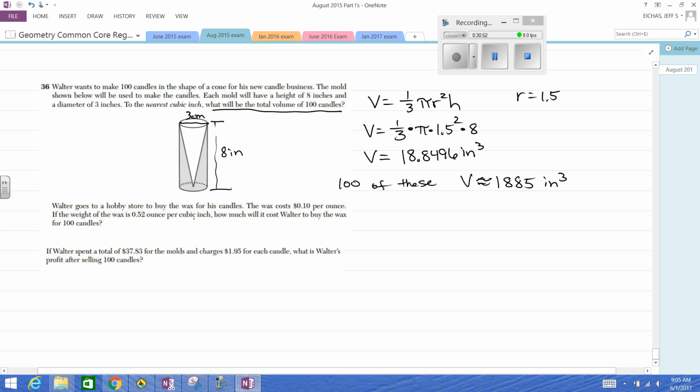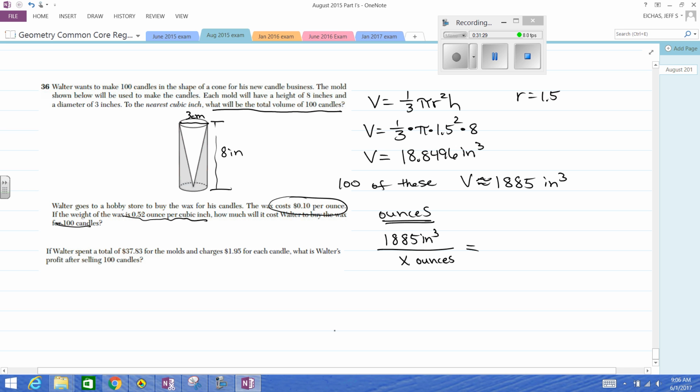Now, Walter goes to a hobby store. 10 ounce. Okay. All right. This is going to be interesting. So there's a few ways to do this. Let's go for how many ounces first. So what we have is, wait a minute, for 100 candles, let's stick with 100 candles. So we have a volume of 1885 cubic inches. We're after the ounces. So let's keep consistency here.